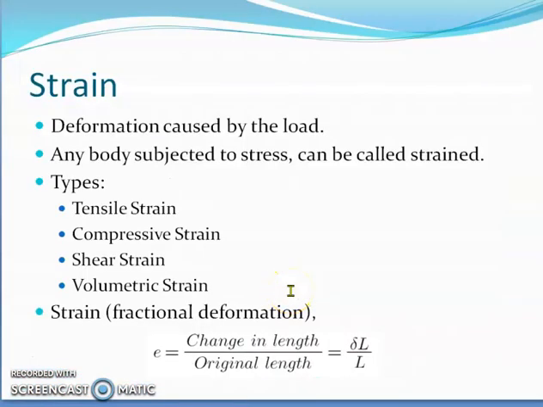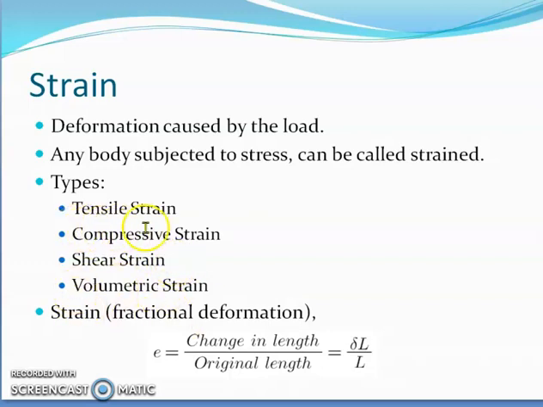Right. Now we'll talk about the strain. Strain can be defined as the deformation which is produced by the external load. Any body subjected to stress can be called a strained material. So what are the types of strain? Depending upon the types of stress, we can name the corresponding strain. Suppose a material is acted upon by some tensile load, and the stress calculated is tensile stress, then the corresponding strain is tensile strain. Likewise, we have compressive strain, shear strain and volumetric strain.